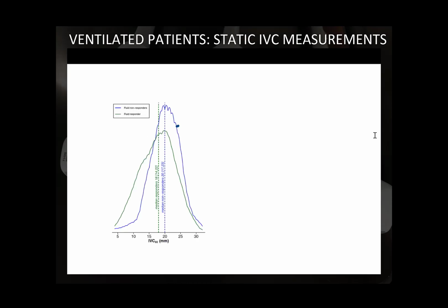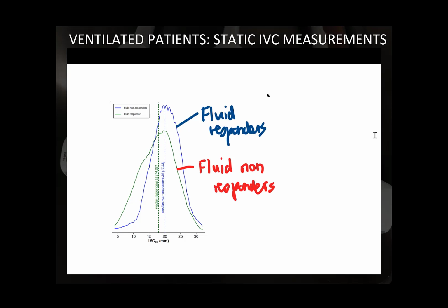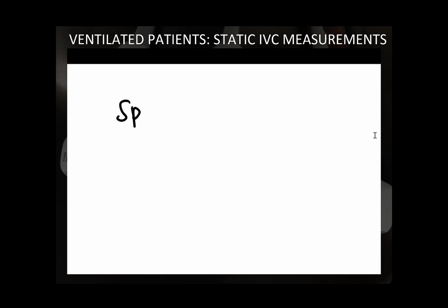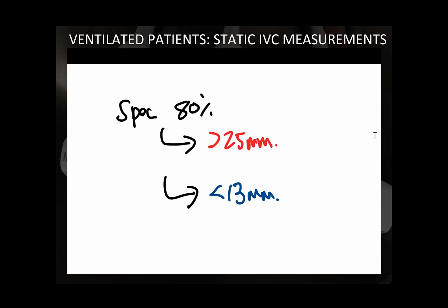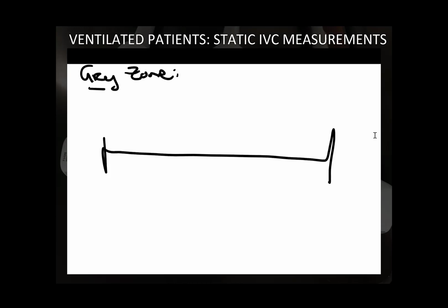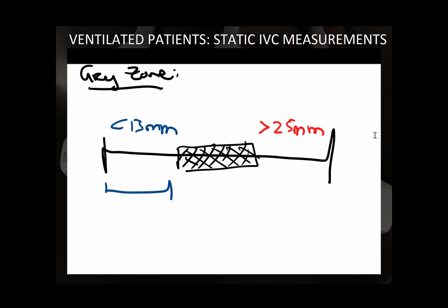They found overlap between the IVC diameter and fluid response, which makes these measurements lack discriminatory power. This led to the gray zone approach, setting the specificity to 80%. 2 distinct values were identified, 13 and 25 mm. Using this, they were able to differentiate fluid responsiveness in 23%, but were unable to predict any response in 77%.